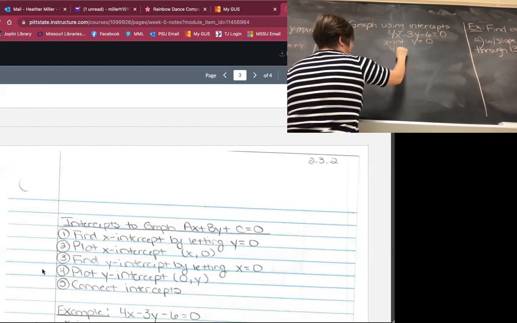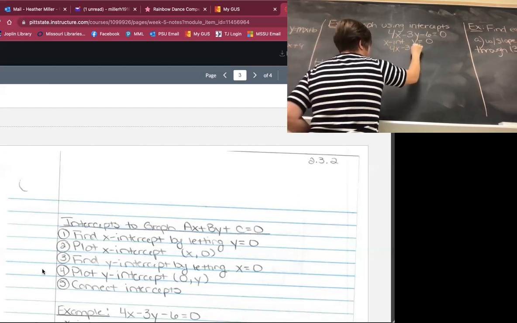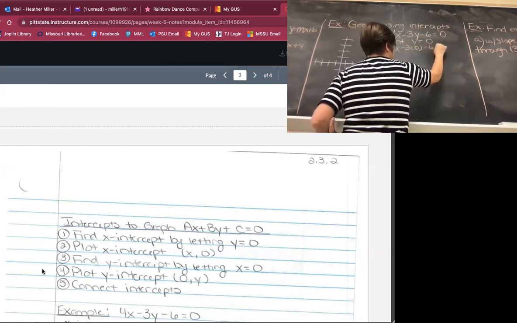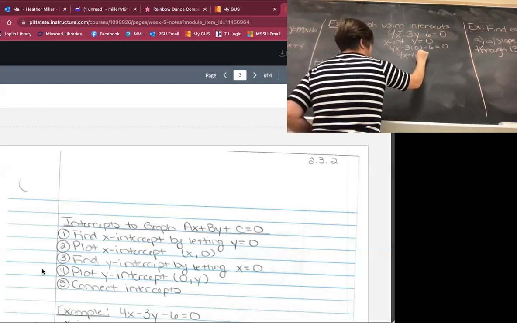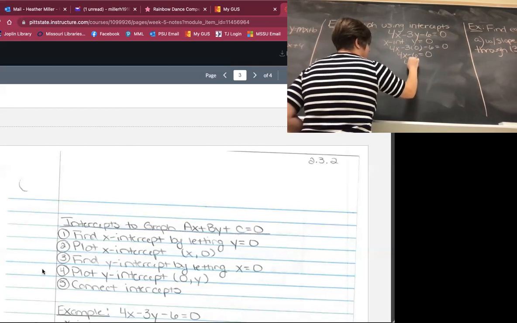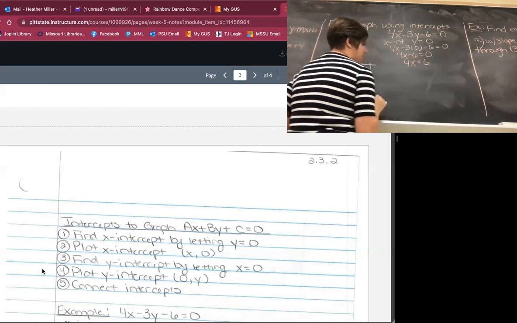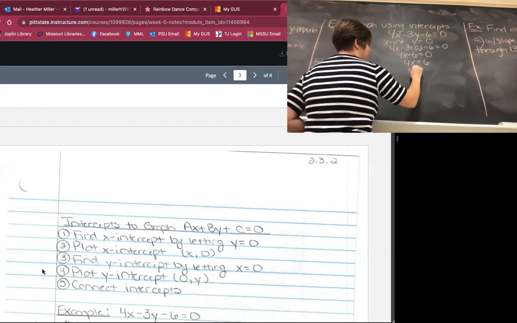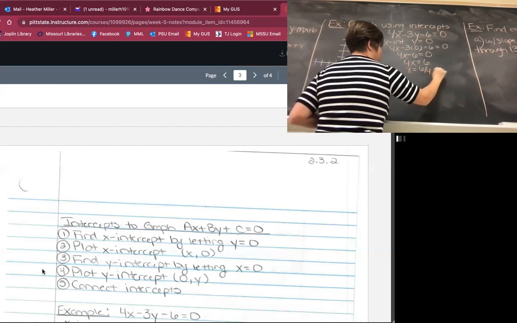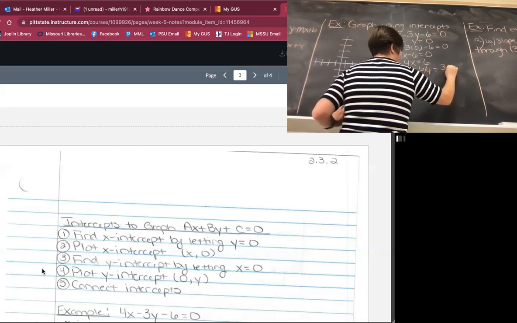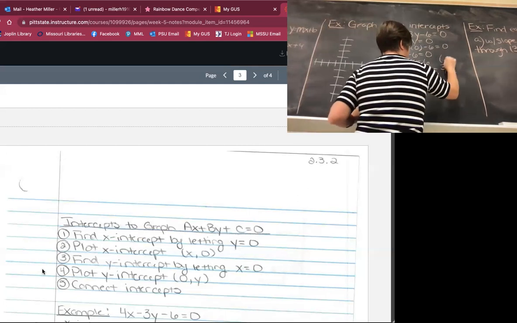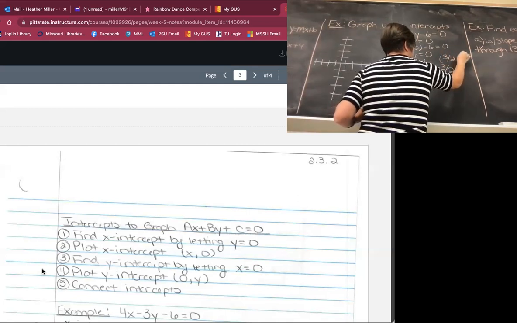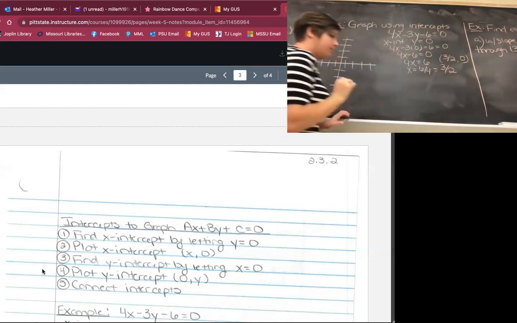So that would be 4x minus 3 times 0 minus 6 equals 0. 4x minus 6 equals 0. 4x equals 6. Divide both sides by 4. X equals 6/4, which reduces down to x equals 3/2. So that means that my x-intercept is 3/2, 0.